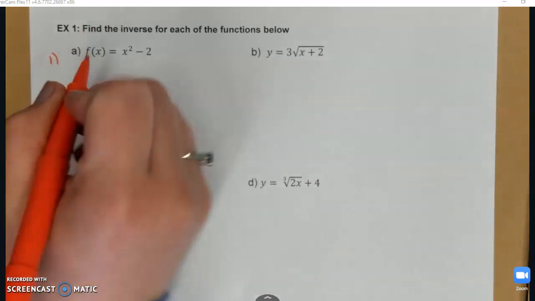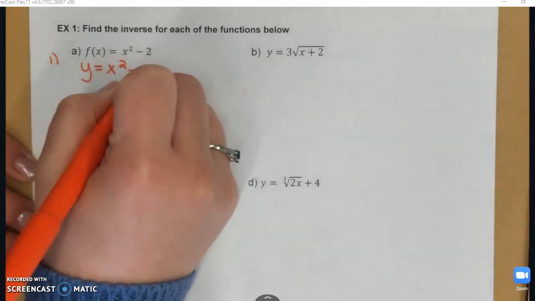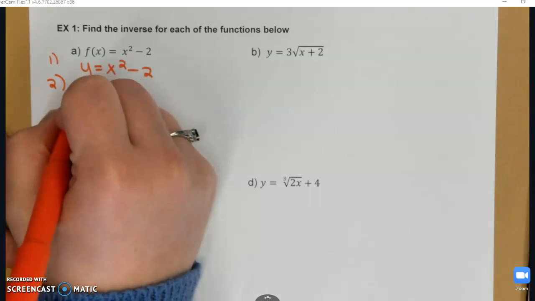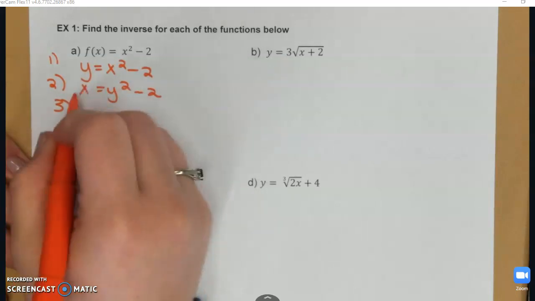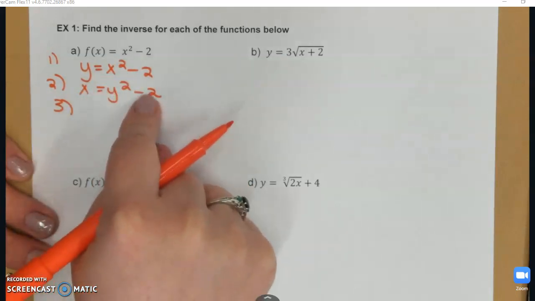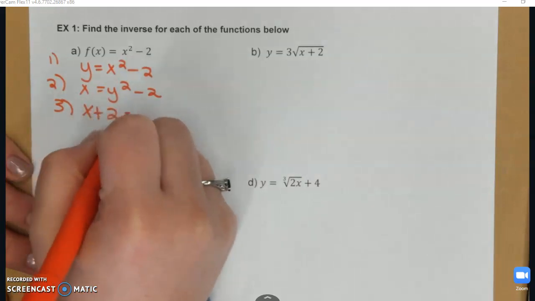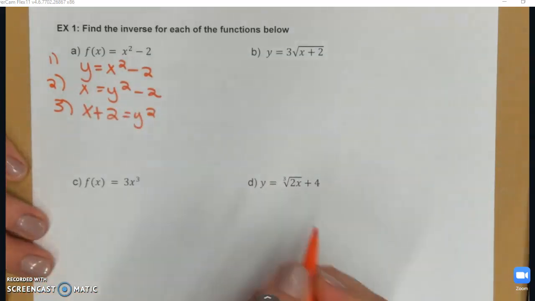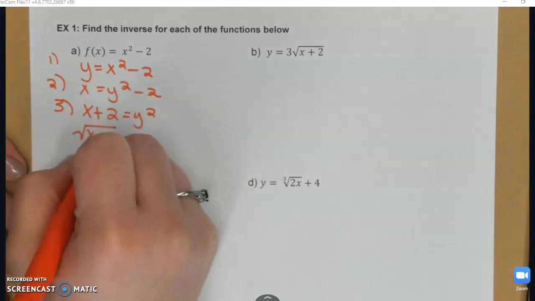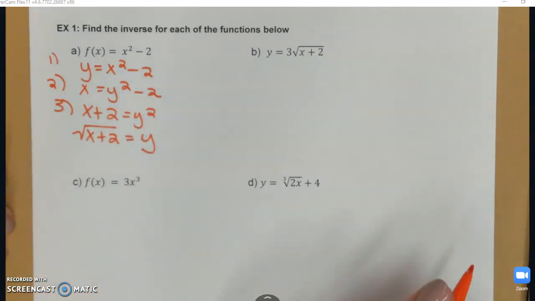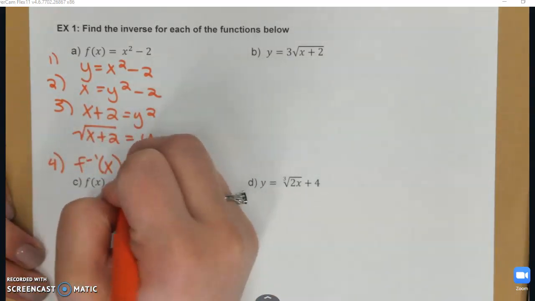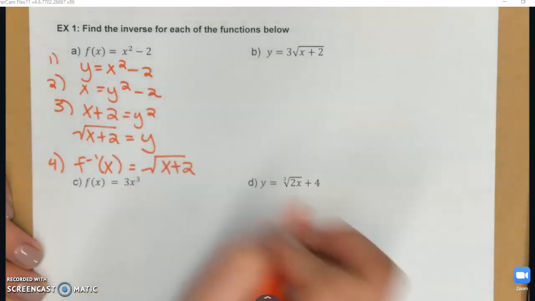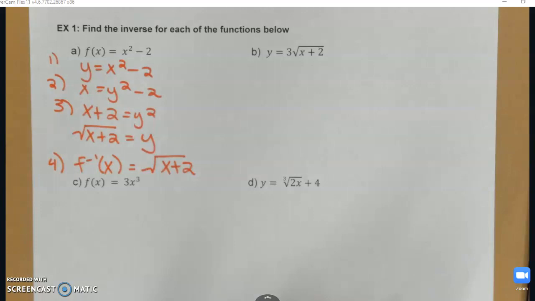So again, first step, rewrite it in y equals form. Then I am going to switch x and y. And then step 3, I'm going to solve this new equation for y to get y by itself. So the first thing I need to do is add that 2. And then to undo the square, I'm going to take the square root of both sides. And I have now solved for y, which means I'm ready to do step 4, which is put it in function notation. So f to the negative 1 of x is the square root of x plus 2. And I could do composition both ways to verify that I have found the correct inverse.